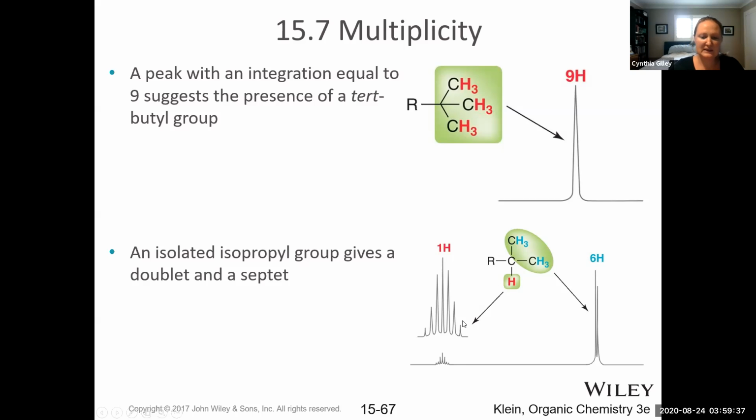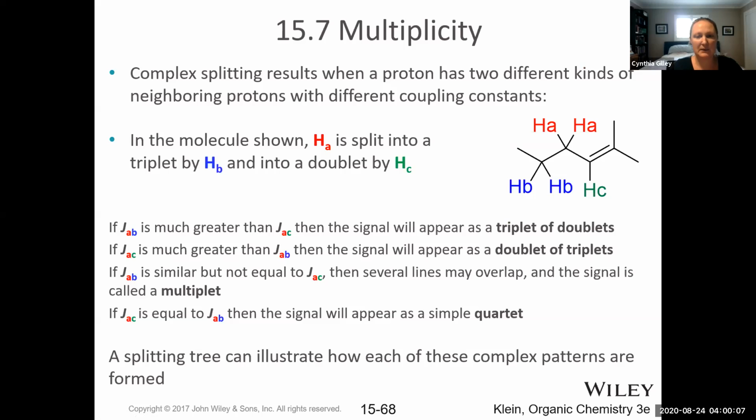So when you see this septet doublet pattern, or 2 different signals in your spectrum, then what you want to think is isolated isopropyl group. Isolated meaning R does not contain any atoms with a hydrogen attached to it. So those are some really common signals that will make it easier for you to come to a final answer more quickly if you recognize them. And the best way to recognize them is to practice.